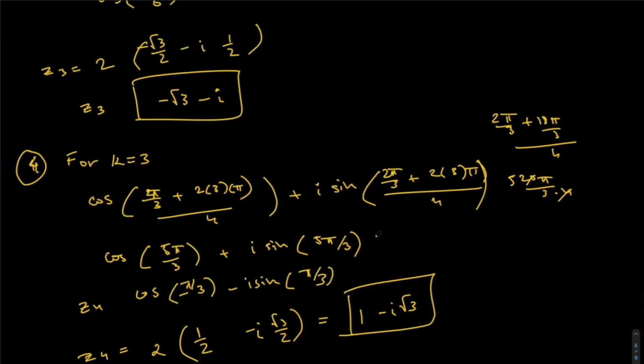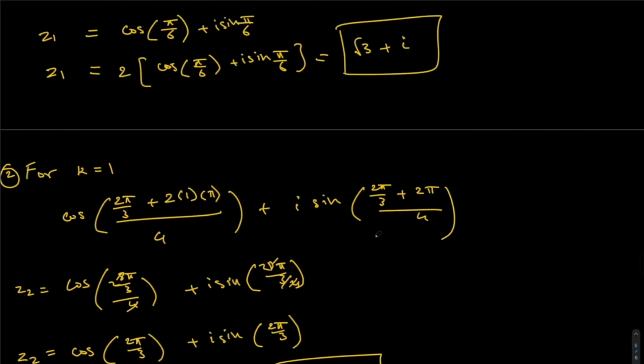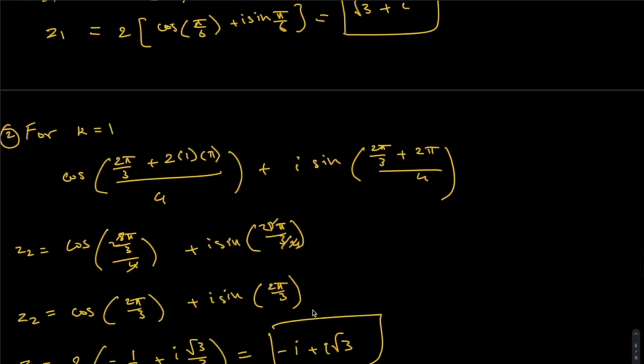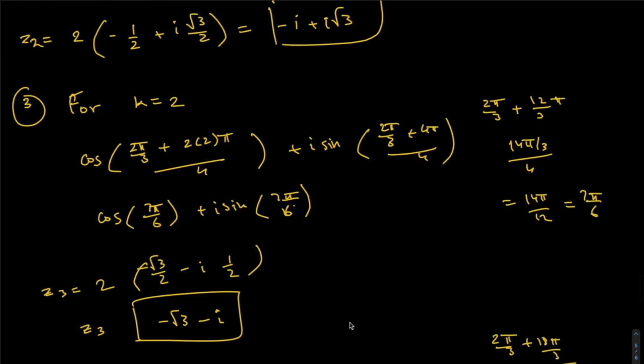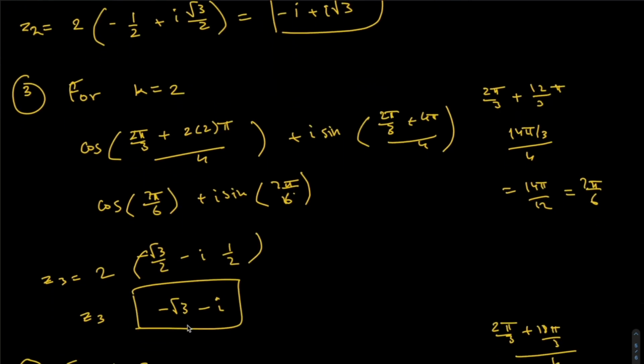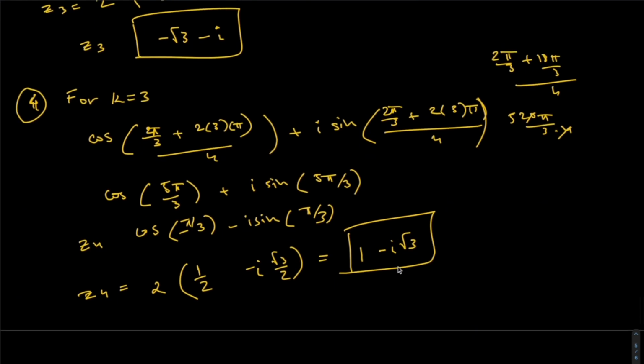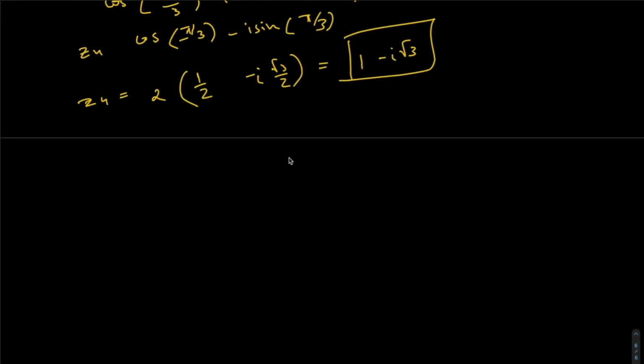Now, one more interesting property that I want to show you is that when you plot every single root, right? So square root of 3 plus I, minus 1 plus I root 3, minus root 3 minus I, and 1 minus I root 3. What happens is, I'm going to arbitrarily plot this right now. I'm not going to count everything and then plot it. I'm just going to arbitrarily do it.